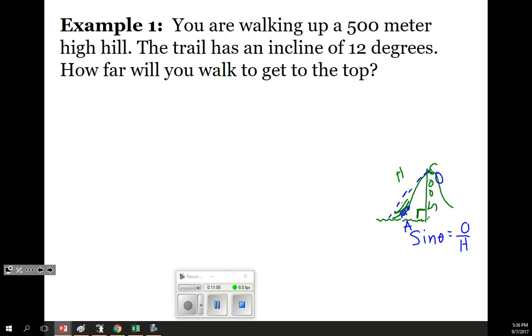So I have to find H, so I'm going to solve my problem for H. I have to divide both sides by sine of the angle. And so I end up with this formula. When I plug it in, I'm going to put 500 meters over sine of my angle, which is 12 degrees. And I put that in the calculator like this.